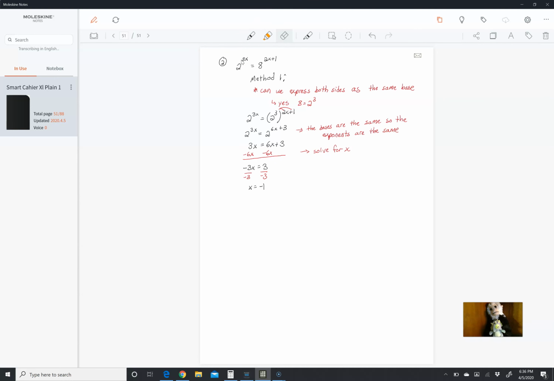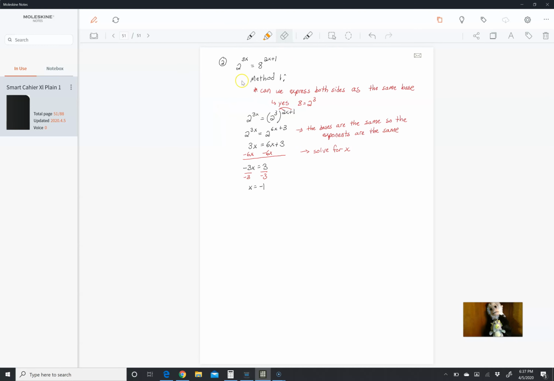So if you look at this and we plug it in, we get 3 times negative 1 is negative 3. And then we get negative 2 plus 1 is negative 1. So 2 to the negative 3 is equal to 8 to the negative 1. That's correct. 2 to the negative 3 is 1 over 2 to the 3rd, and 8 to the negative 1 is 1 over 8 to the 1st. So this is actually equal.